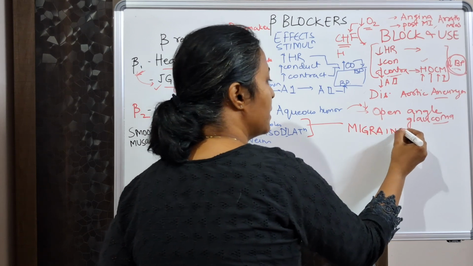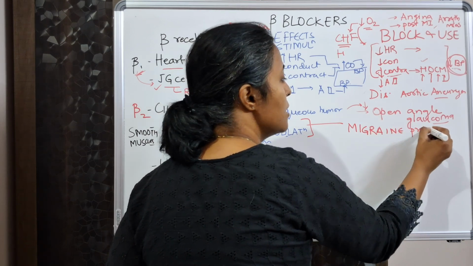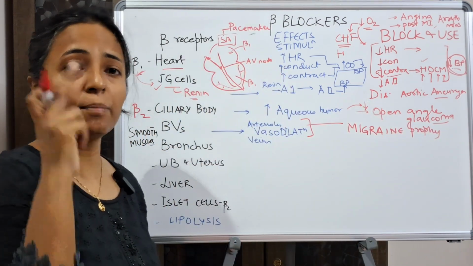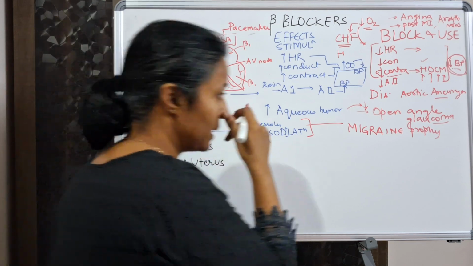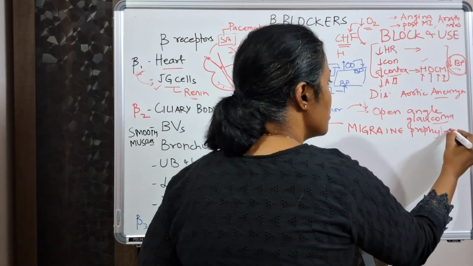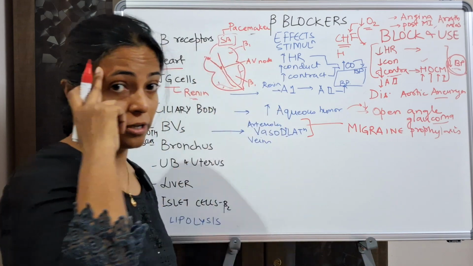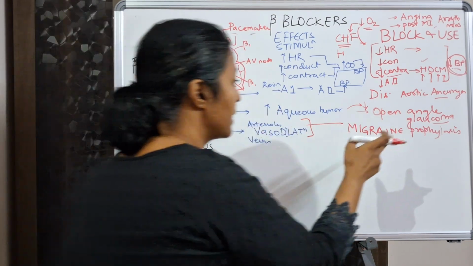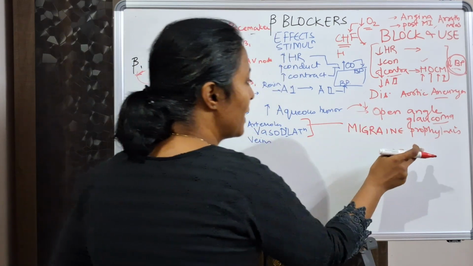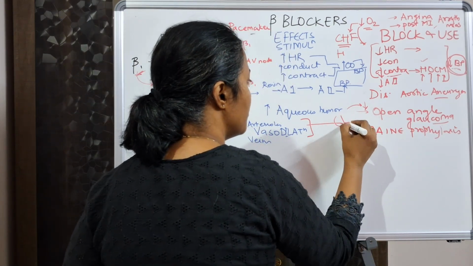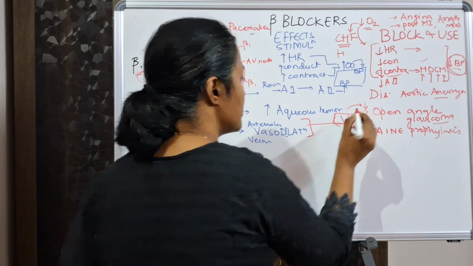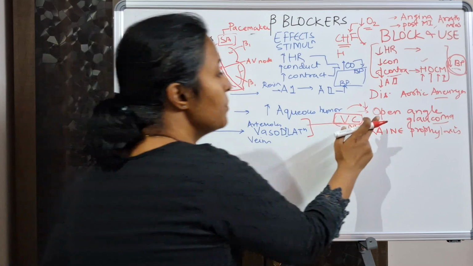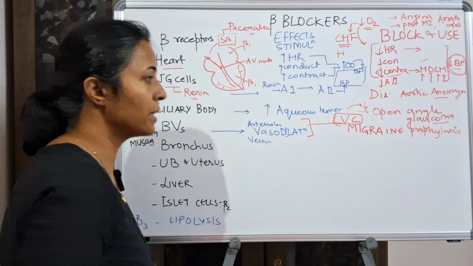Migraine prophylaxis. That is because it induces vasoconstriction, that is, a decrease in blood supply in the brain vessels. Meningeal vessels it decreases, so there is a decrease in pressure inside the brain. So that is for migraine prophylaxis. Why migraine prophylaxis? Because of vasoconstriction. Stimulation effect is vasodilation. If we block it, there will be vasoconstriction, so it is used for migraine prophylaxis.